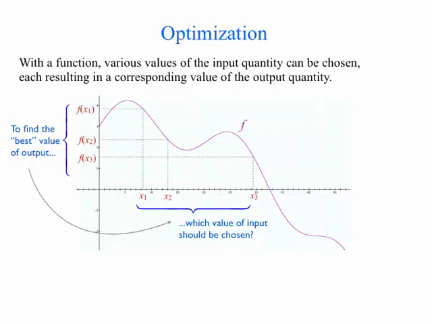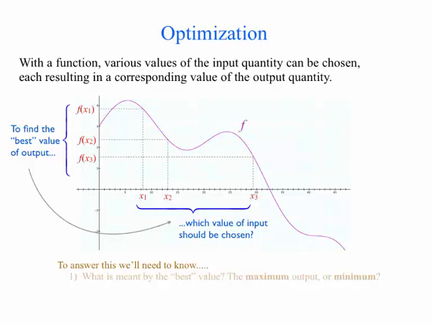Which value of input should be chosen? So we're trying to find something that's the best value of output for our situation. Then the question is, which value of input should be chosen to do that, to get our best value of output? So to answer this, we'll need to know two things.